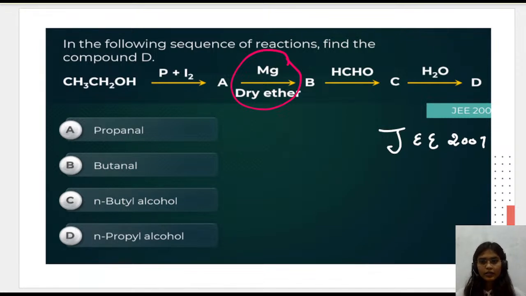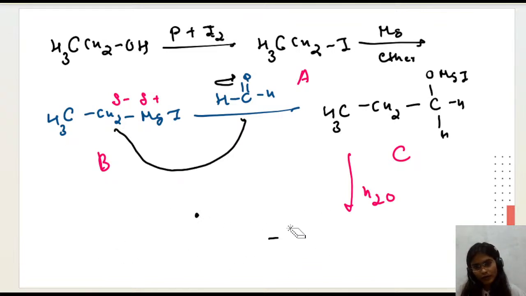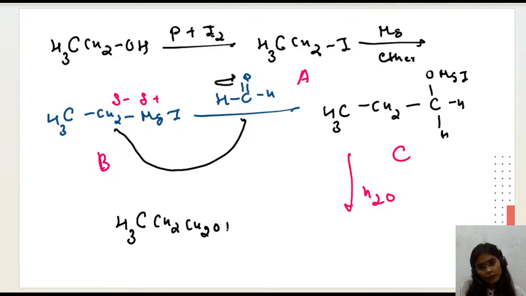Previous slide. Wait, the solution one, right? This is n-propanol. Let me just write it properly. So it is CH3, CH2, CH2, and OH. So it's n-propanol. Oh, I missed one P. Okay, is this okay now, Diksha? Are you done? Diksha, I'm sorry.